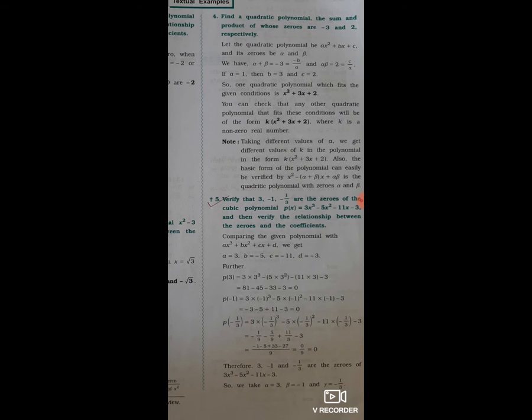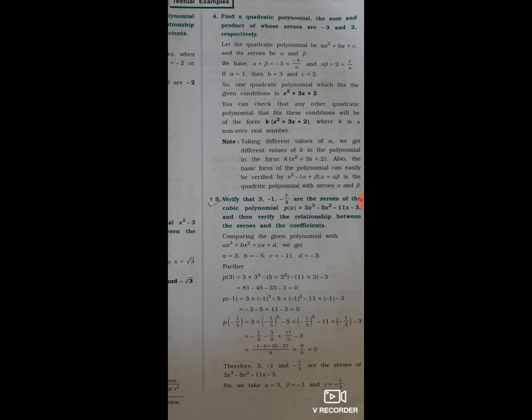Taking different values of a, we get different values of k in the polynomial of the form k into bracket x square plus 3x plus 2. Also, the basic form of the polynomial can easily be verified: x square minus into bracket alpha plus beta bracket over into x plus alpha beta is the quadratic polynomial with zeros alpha and beta.